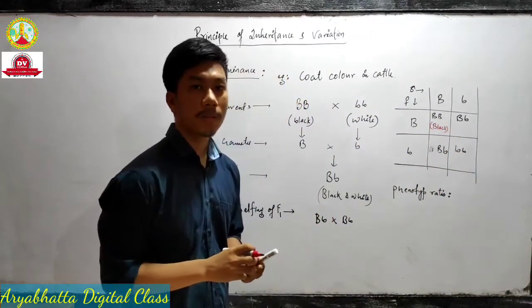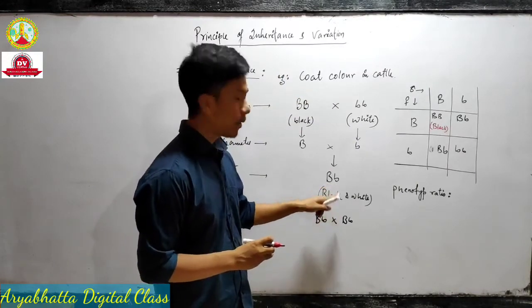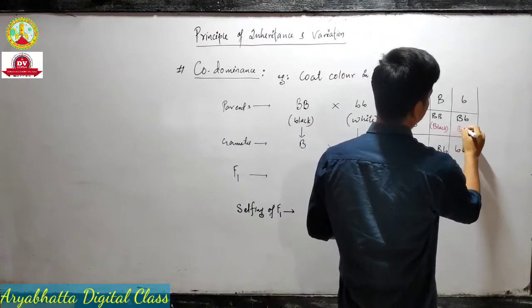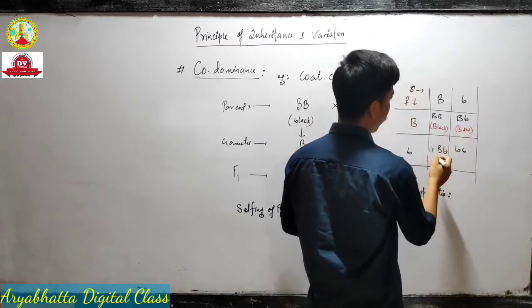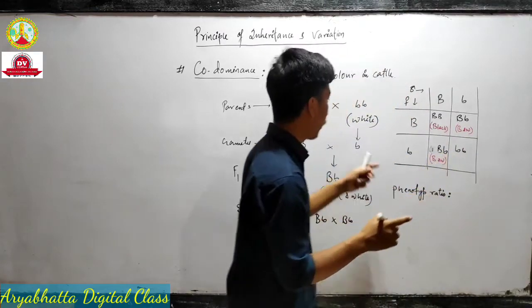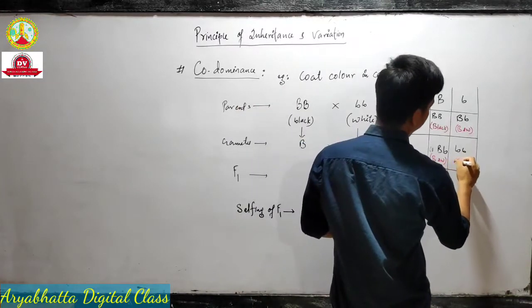The second one, 1 capital B and 1 small b. What does that mean? 1 capital B, 1 small b: black and white. This one is also the same, black and white. The last one, 2 small b are there. What does that mean? That means white. So that one is white.